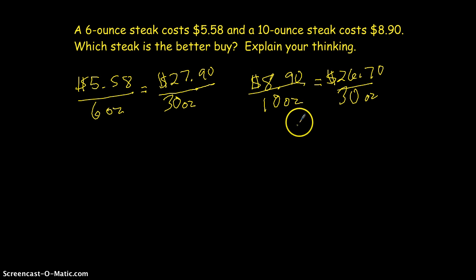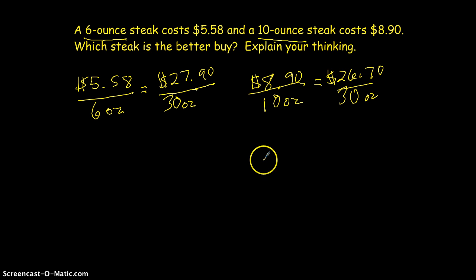Now, when I look at equivalent rates here, and they've both got the same denominator, 30 ounces, for a 30-ounce steak, this one would be $27.90, which is more expensive than the equivalent rate for the 10-ounce steak, which would be $26.70 if you bought one that was 30 ounces.